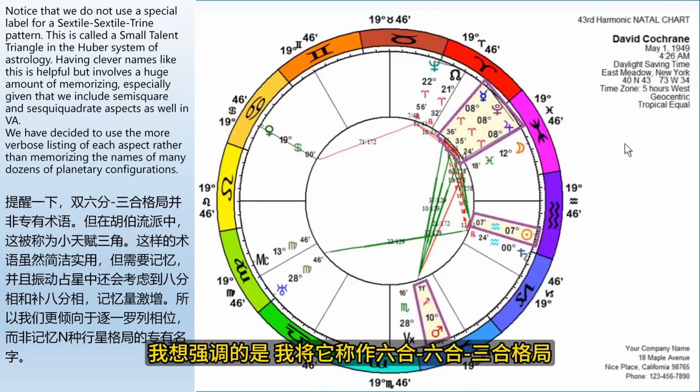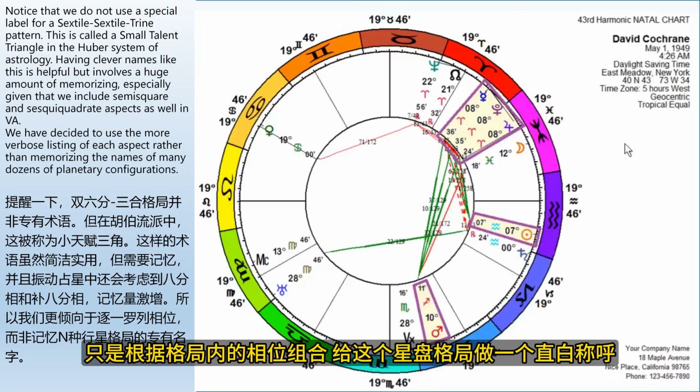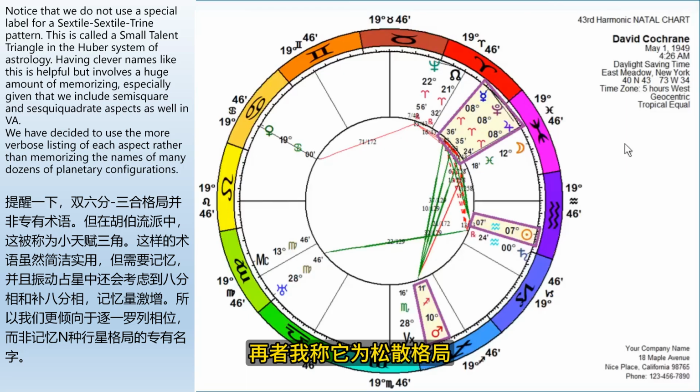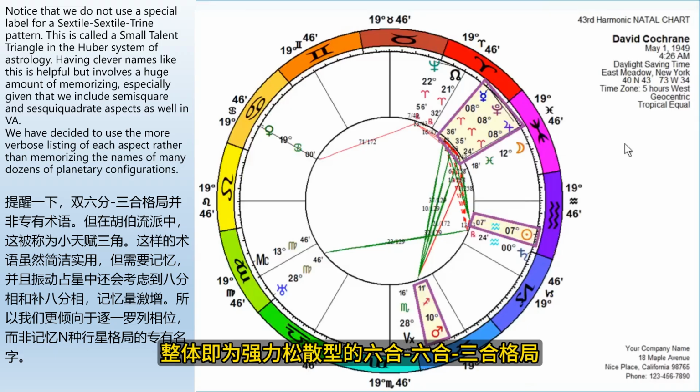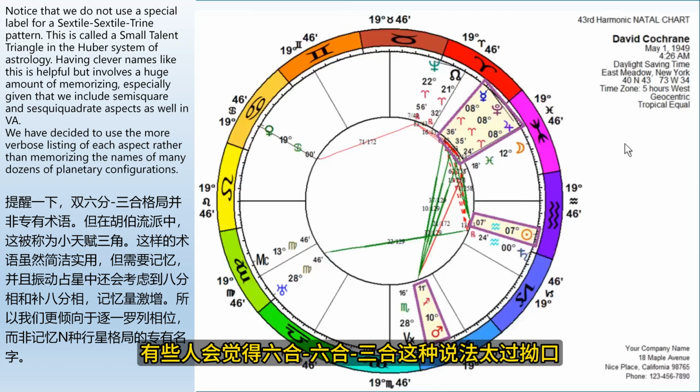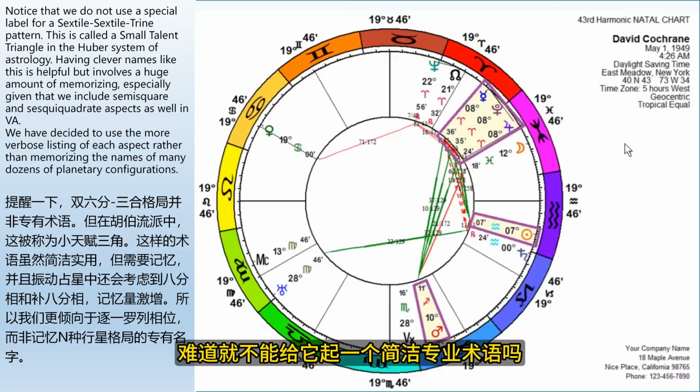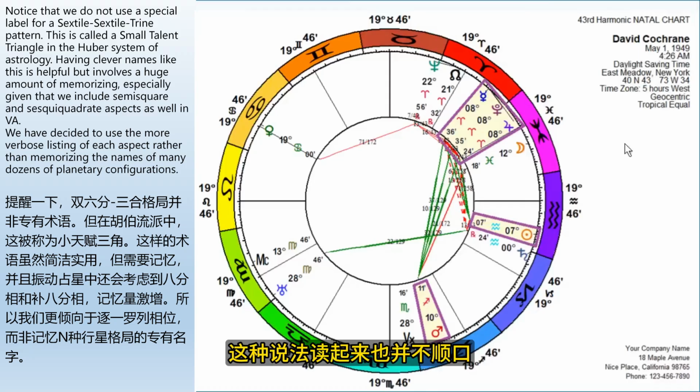Now, what I want to point out is that I'm calling it a sextile trine pattern. I'm just giving a label to this configuration based on the aspects in the configuration. Again, I'm calling it a spreading pattern. Actually, to be more specific, it's a power pattern because of that triple conjunction. It's a power spreading sextile trine. Well, sextile trine, some people would say it's kind of clumsy language. Can't we have some cool name for it? Do I really have to say sextile trine? It doesn't roll off the tongue very nicely. I mean, come on, can't we get something better?